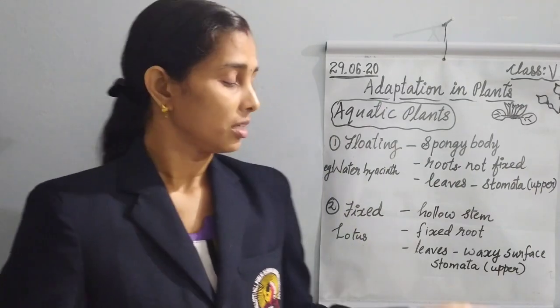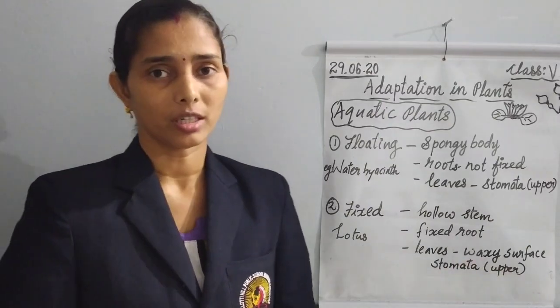Why is it a waxy surface? What is the purpose? It is always in the water. Because of that, it will decay. To avoid that, the waxy surface will help them avoid decaying from the water. That is why there is a waxy surface on the leaves in the water. Understand?